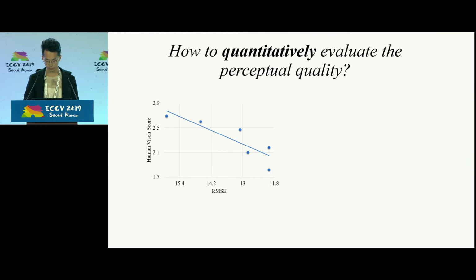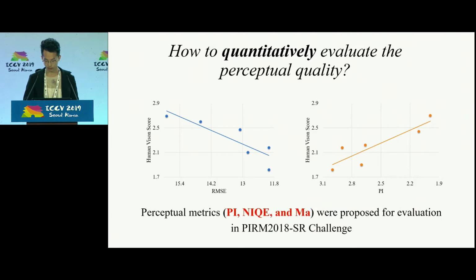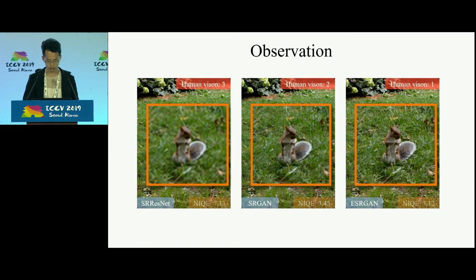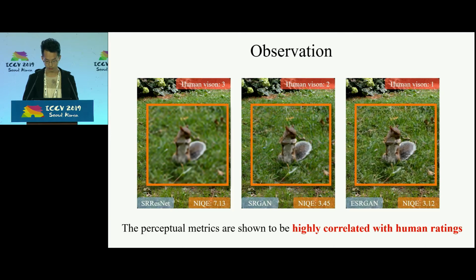RMSE is often used to evaluate reconstruction methods, but it has a weak correlation with perceptual quality. Furthermore, the perceptual index, which is proposed by Pierre and Munchurl, is highly correlated with the perceptual quality. As we can see from the pictures, the lower the NIQE value, the better the human vision quality that we can achieve.